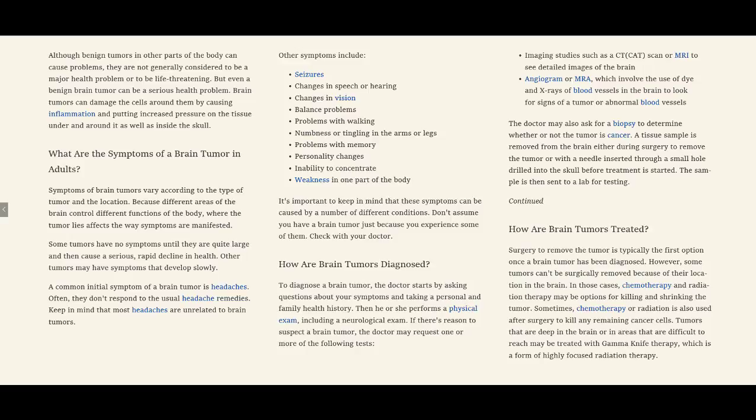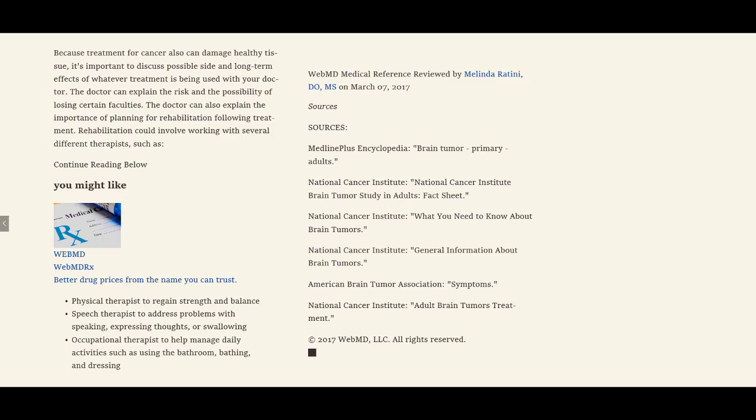Tumors that are deep in the brain or in areas that are difficult to reach may be treated with gamma knife therapy, which is a form of highly focused radiation therapy. Because treatment for cancer also can damage healthy tissue, it's important to discuss possible side and long-term effects of whatever treatment is being used with your doctor. The doctor can explain the risk and the possibility of losing certain faculties. The doctor can also explain the importance of planning for rehabilitation following treatment.